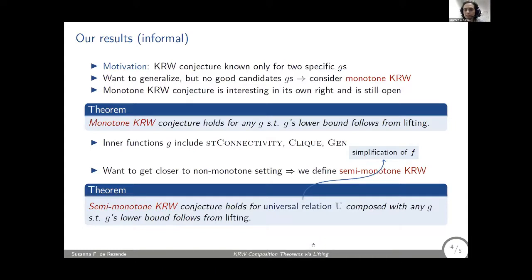Susanna? Yes. You have this semi-monotone model in which the inner functions are monotone and the outer function is not. So basically, the bottleneck is understanding the inner functions. Yes. If you had the reverse, monotone in the outer function and non-monotone in the inner function, would that already imply KRW, and P not equal to NC1? I don't think so.